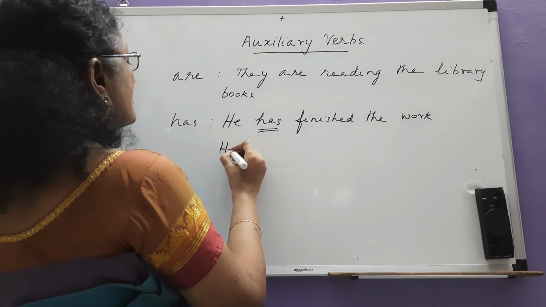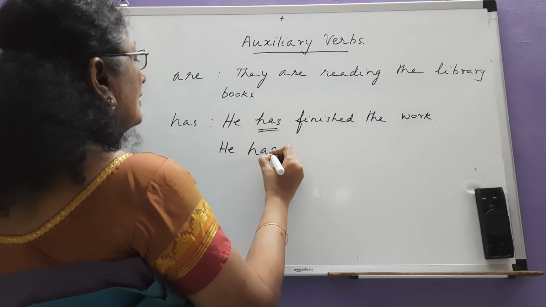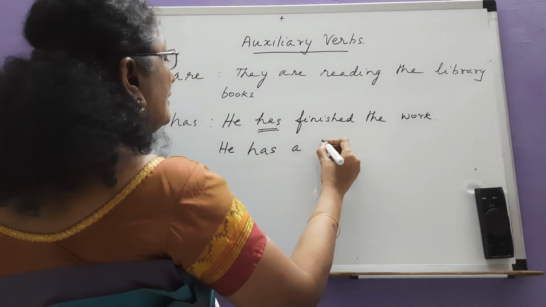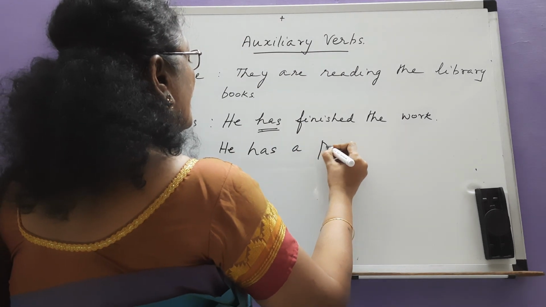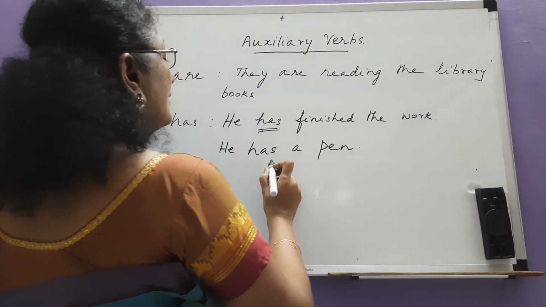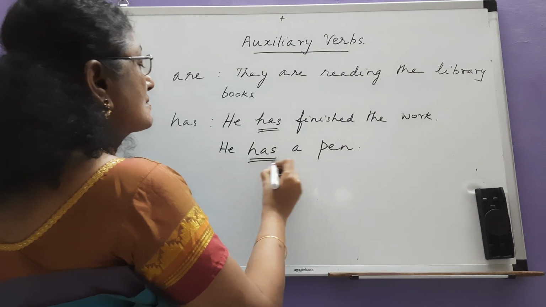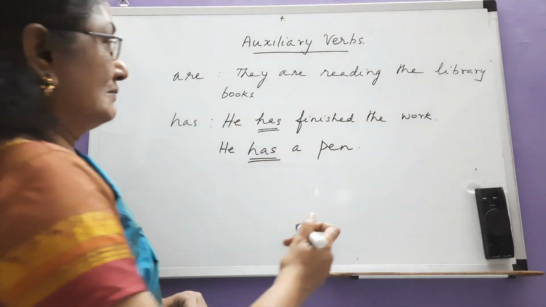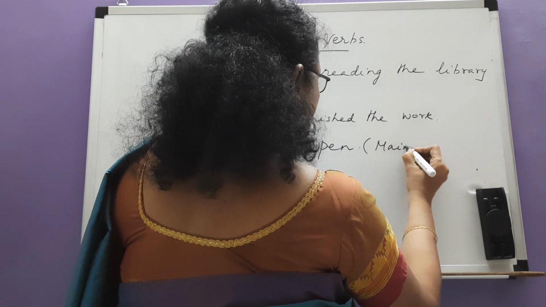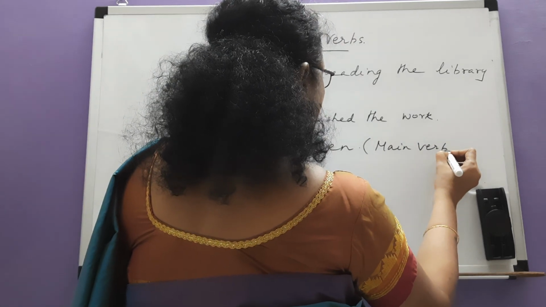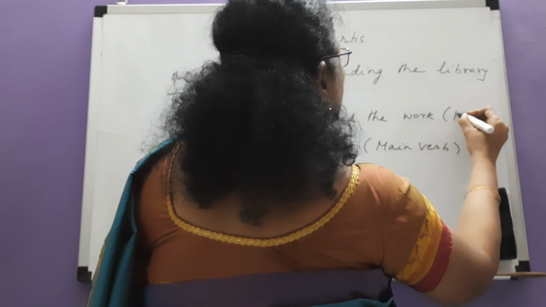He has a book. He has a pen. So when you want to say that, here this has functions as main verb. It is auxiliary.